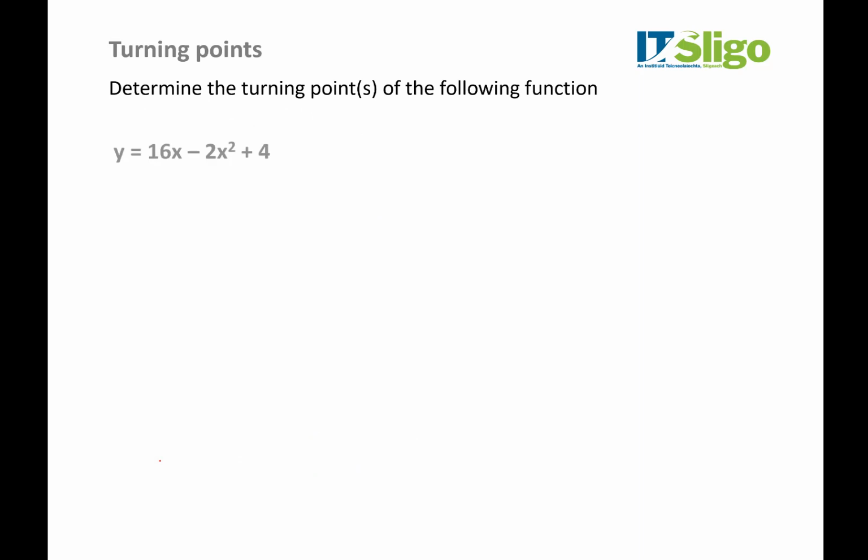Now we do the same. It's a different curve, but now notice the x squared term is negative, which gives us a not smiley curve. So that means when we find this point, we know it must be a maximum point. First step, find dy/dx.